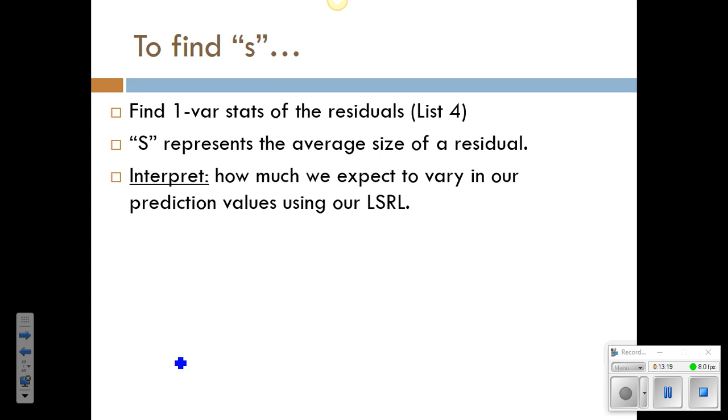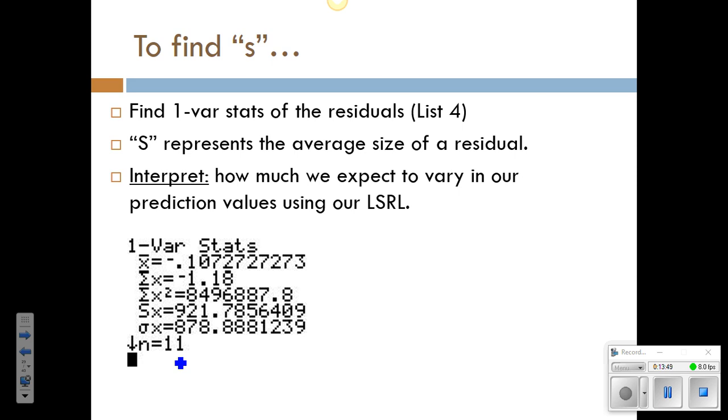Again, it's the average size of the residual. So basically, every time you use your least squares regression line, you're probably going to have some error unless it's a perfect fit. Most least squares regression lines are not. So there's going to be an average amount of error over time. That is what S is. So when we interpret it, we want to talk about how much we expect to vary in our predictions using our least squares regression line.